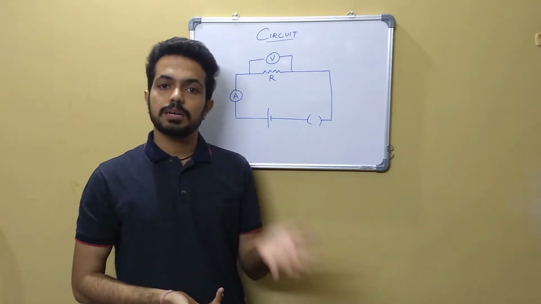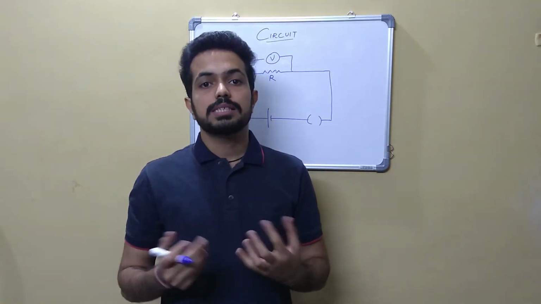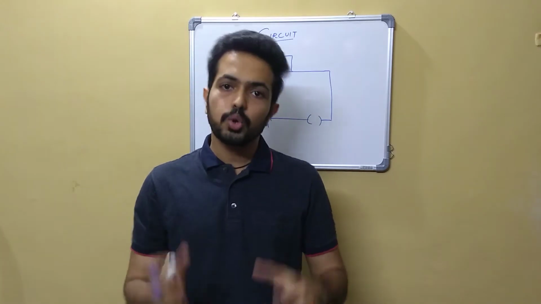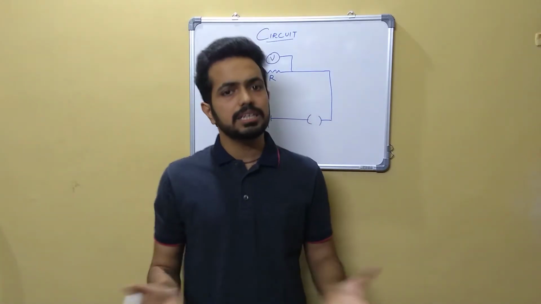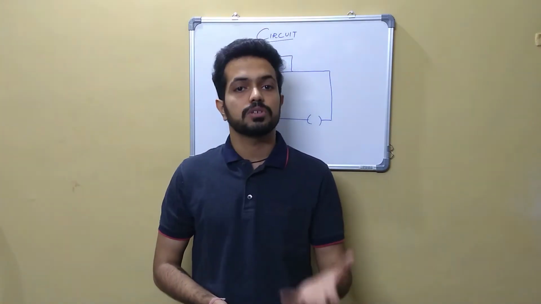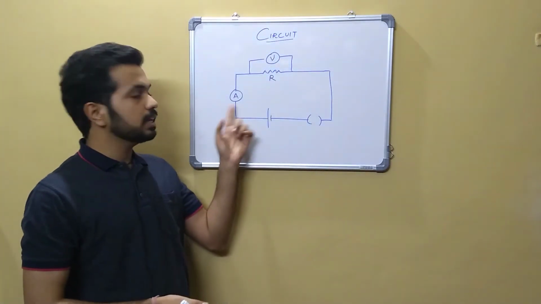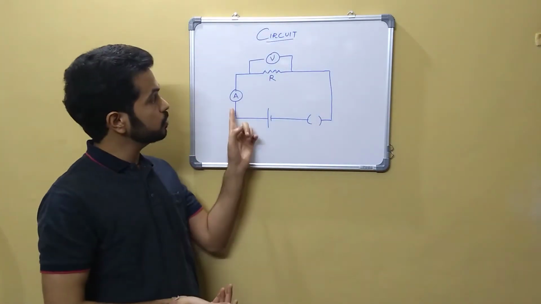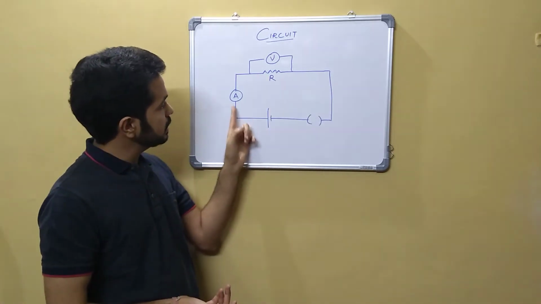Now remember, in some cases the resistor is set as load or load resistor. Now this load can be any device. It can be a bulb, it can be a toaster, it can be a refrigerator, any device which works on electricity. This is the ammeter which will measure the current flowing through the resistor. Hence it is connected in series.